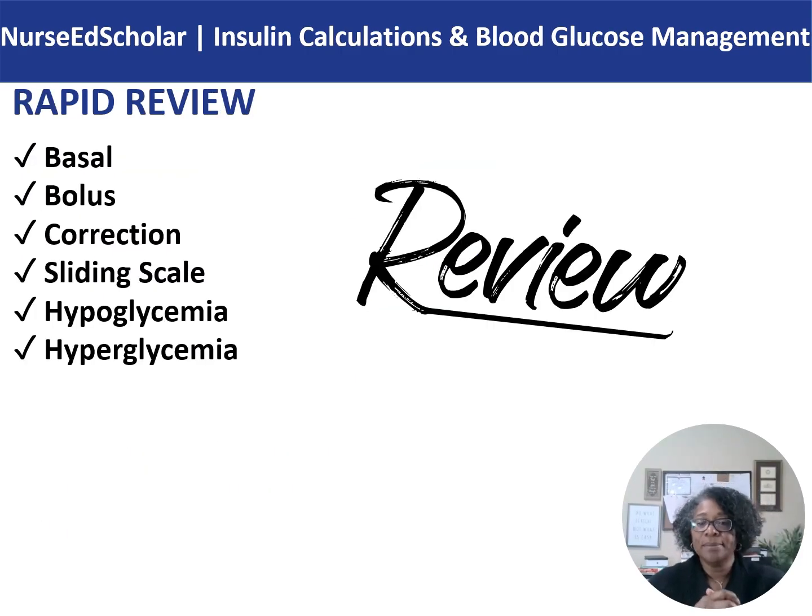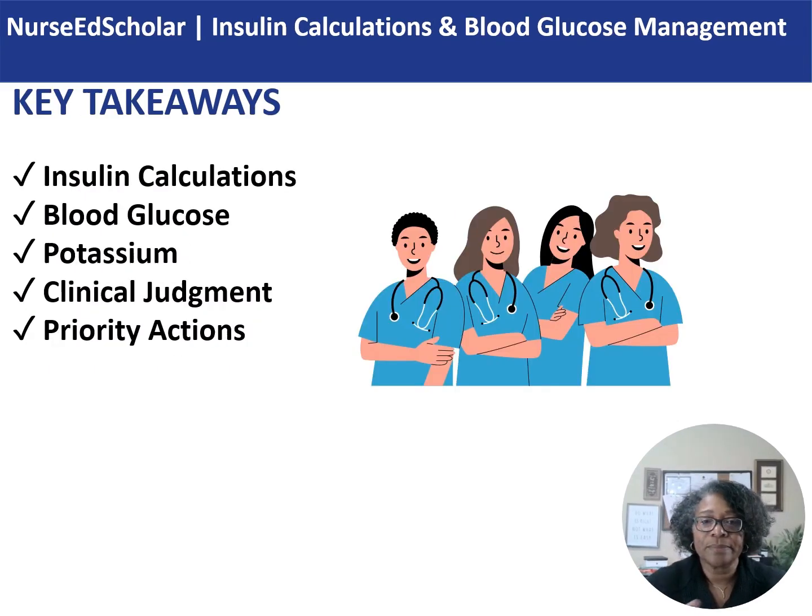Alrighty, so what did we learn today on the screen? We talked about basal versus bolus. We talked about sliding scales. We looked at some signs and symptoms for hypo and hyperglycemia. And before we talk about key takeaways, we did talk about just because someone's blood sugar is 328, do you automatically give insulin? And sometimes that answer is no. And we talked about why.